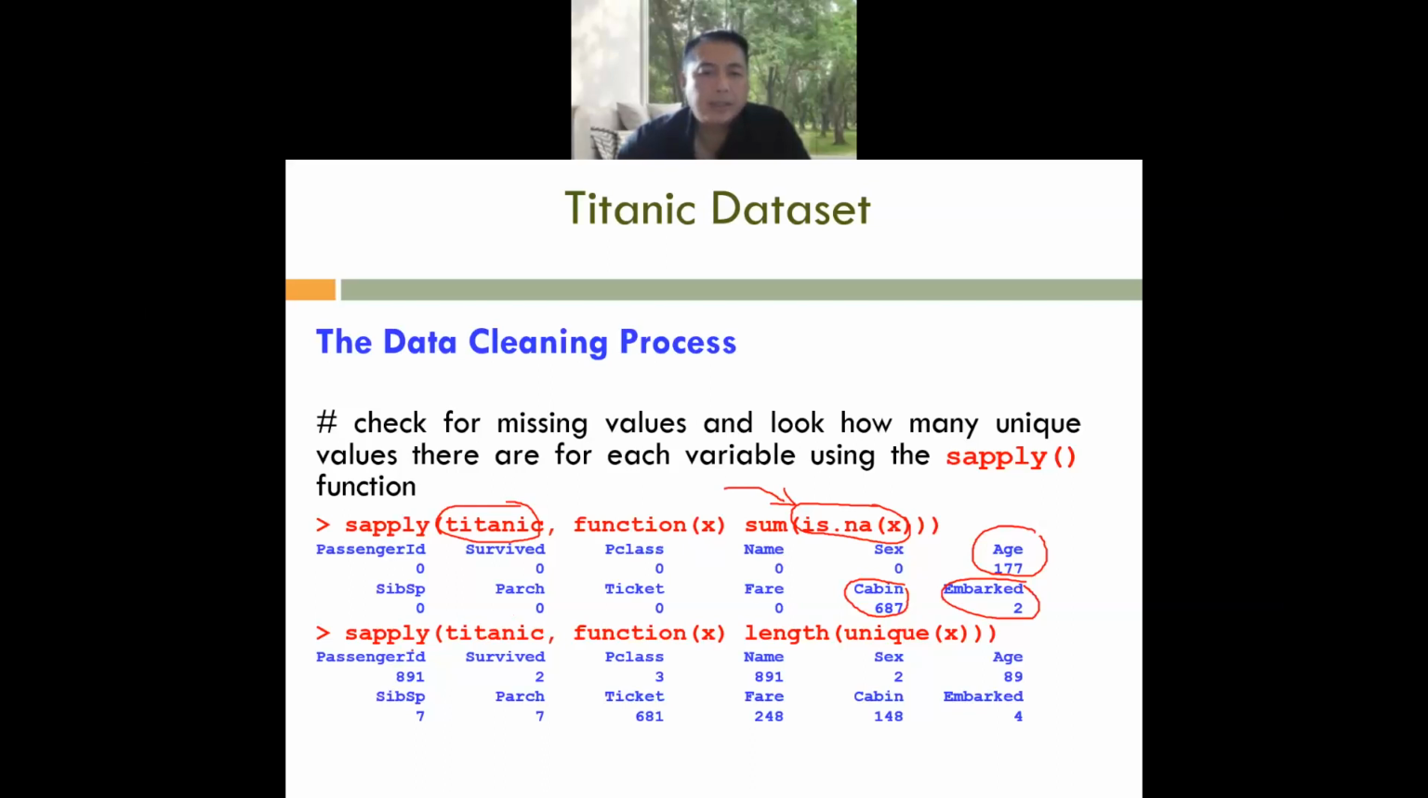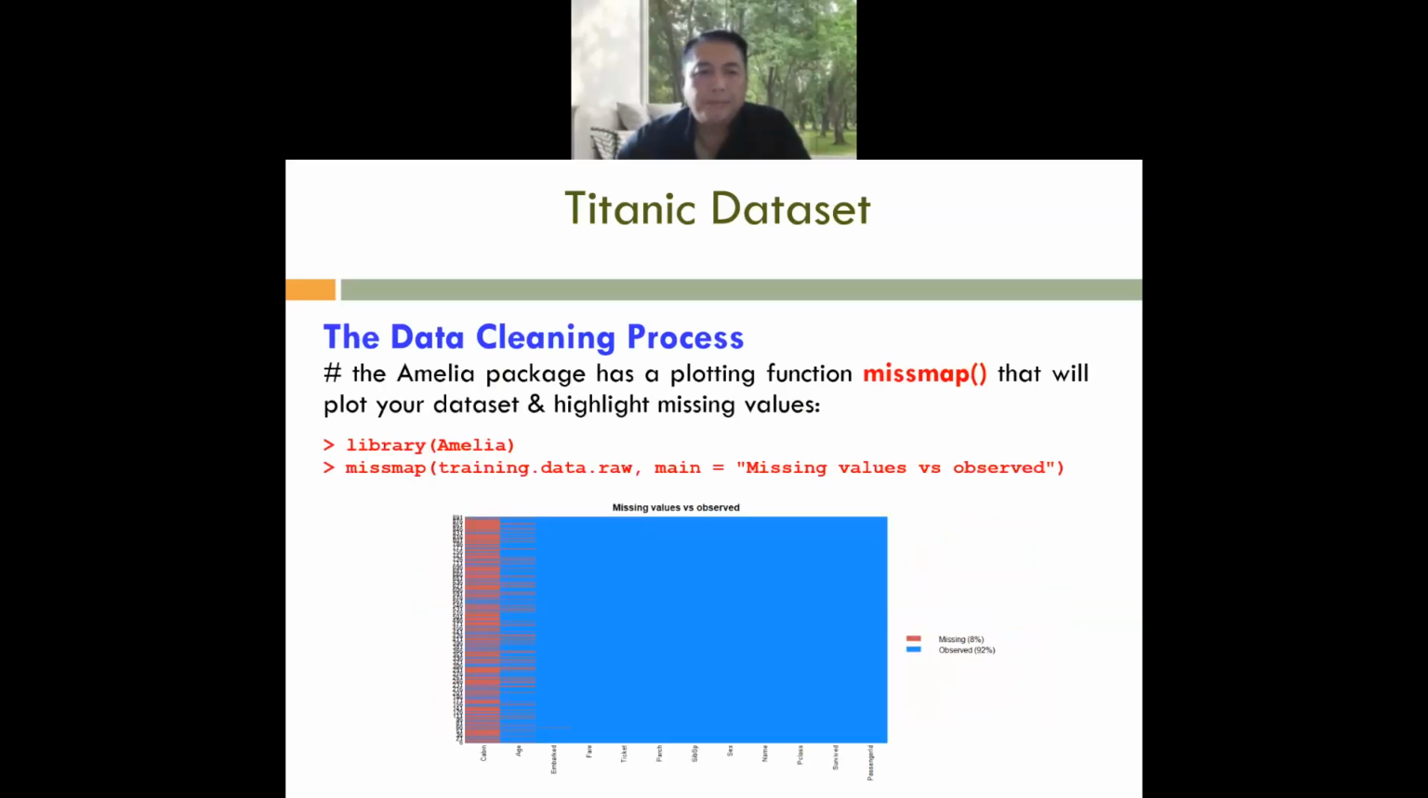And the second one is we want to know how many unique values we have for each of the columns. So we apply the unique statement here, and then we want to know how many of them. So this will tell you the unique values that we have for each column. But the most important is this one. So we know that we need to fix the cabin and also the age and also the embark column.